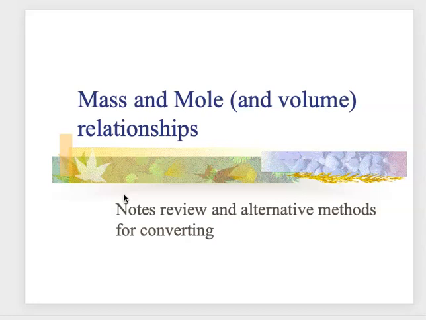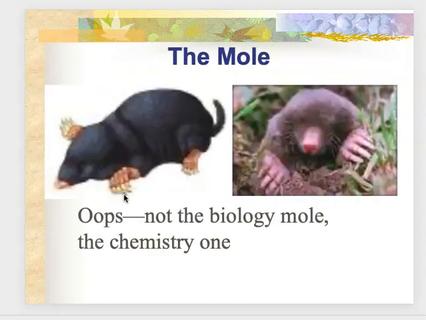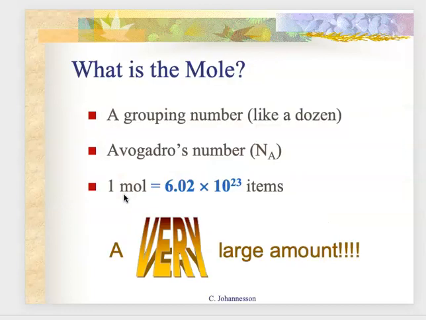So let's get started. You guys know that a mole is a number, and it's a really, really big number used to count atoms or molecules. So it's a grouping number like a dozen. The number of things is called Avogadro's number, and the actual number is 6.02 times 10 to the 23rd, which is really, really big.